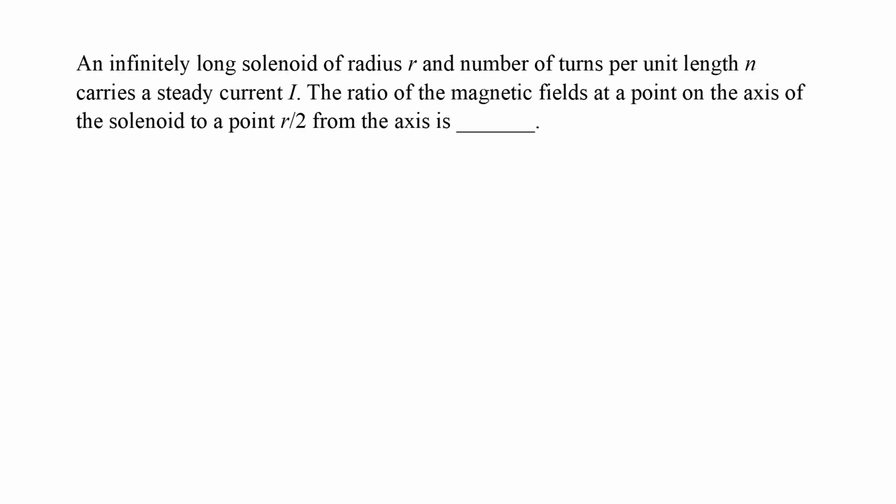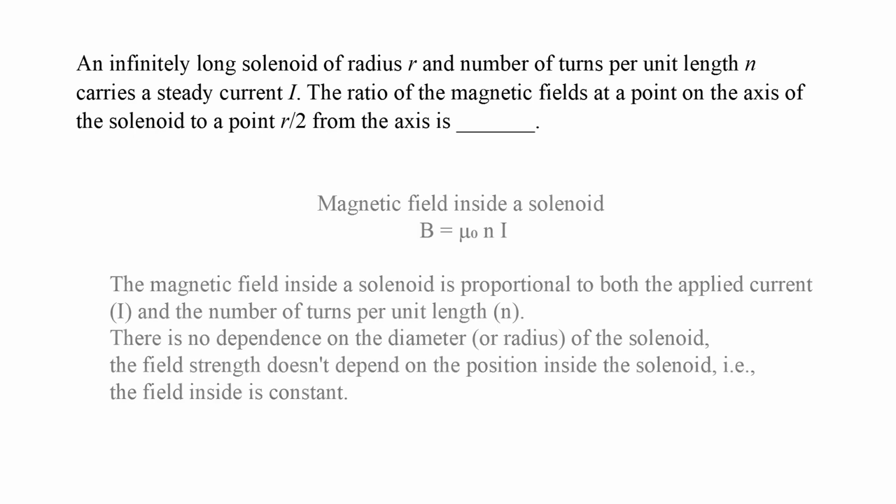Moving on. This is the last question for today. An infinitely long solenoid of radius r and the number of turns per unit length n carries a steady current I. The ratio of magnetic fields at a point on the axis of the solenoid to a point r by 2 from the axis is.